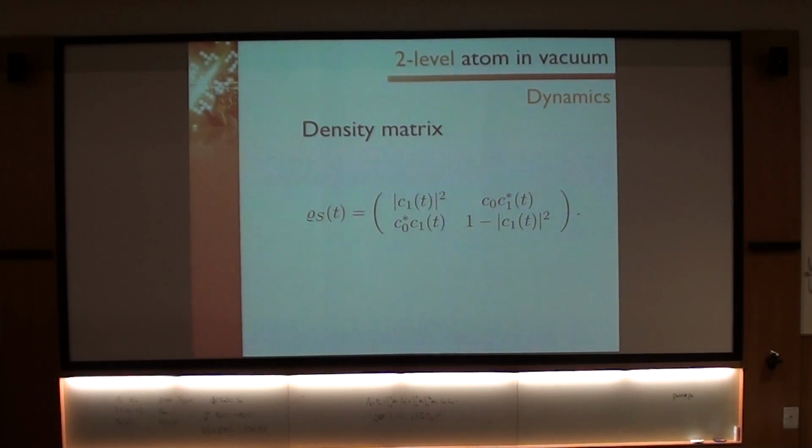What is interesting is that if I now trace out the field modes, I will obtain the density operator for the system, for the two-level system only, which has this form. So the density operator for the two-level system only depends on the coefficients C1 and C0, of course. In particular, the only time dependency is from C1 of t, one of the coefficients of the decomposition of the state for the full total system. And hence, if I have the analytical solution for C1 of t, then I have the exact dynamics for the density matrix of the system.